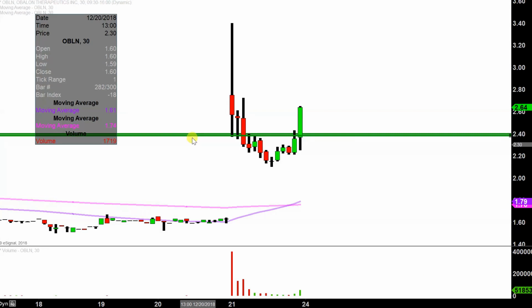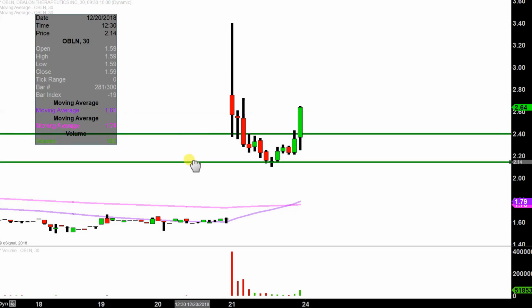In the event 240 does not hold, the overall level of support, which is essentially the bottom portion of this pullback, is right there at $2.15. So again, ideally, you want to see the price stay above 240. If that doesn't occur, then 215 would be the next level of support.